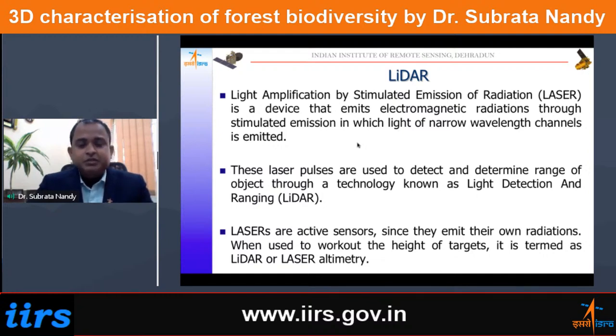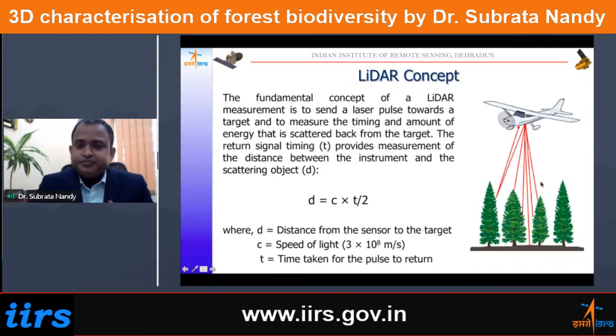So these pulses are sent from different platforms. This could be a ground-based platform, a UAV, an aircraft, or a satellite. These laser pulses are sent to detect and determine the range of objects, and this technology is called LiDAR, or light detection and ranging. Now, in this figure, you can see the fundamental concept of a LiDAR.